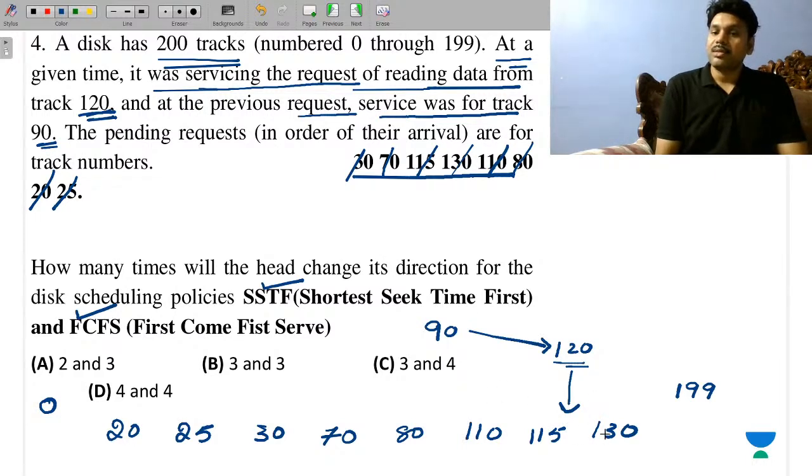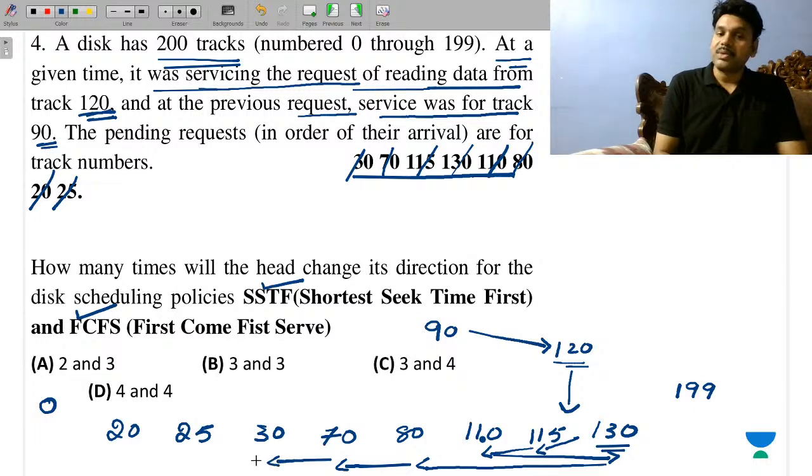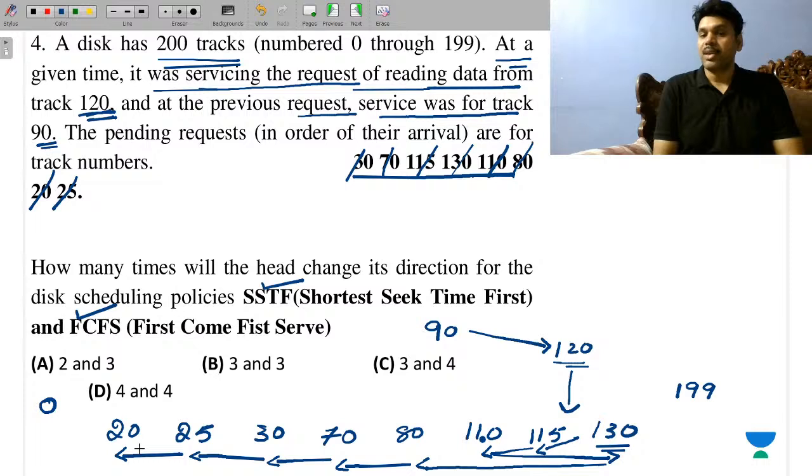So from 120, this side if I am going it is 10, this side I am going it is 15. So therefore from here we are satisfying this. Then from 110 to 130 it is going to be 20 here, and from 110 to 80 it is going to be 30 here. And immediately the head moves that side. After that it is coming to 80, then 70, then 30, then 25, and then 20. So this is how SSTF is going to work.